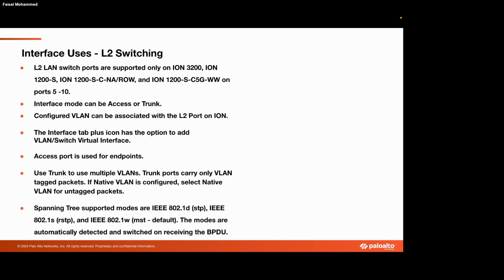So L2 switching is something which got newly added. It is available in ION 3200 in L2 as well as in 1200S. So we have two port types, access or trunk. Typically, an access port is to connect an endpoint, and a trunk port is for connecting multiple VLANs to the downstream switch.